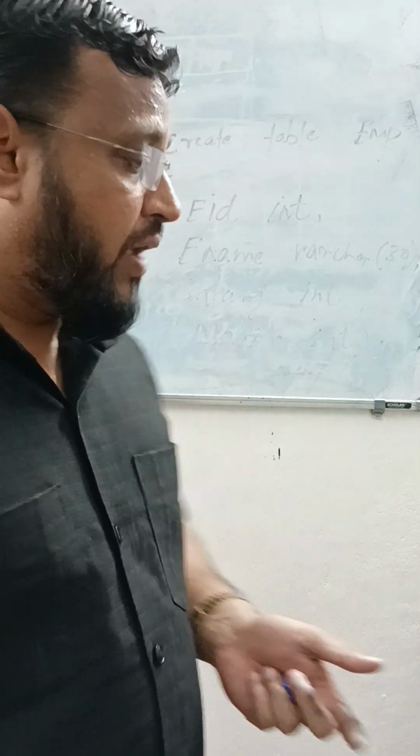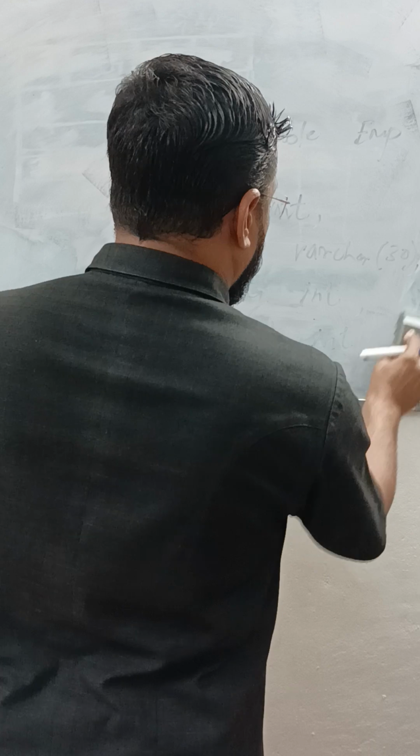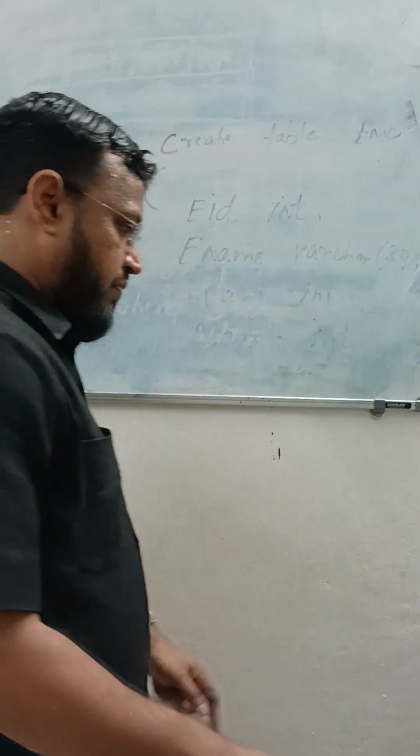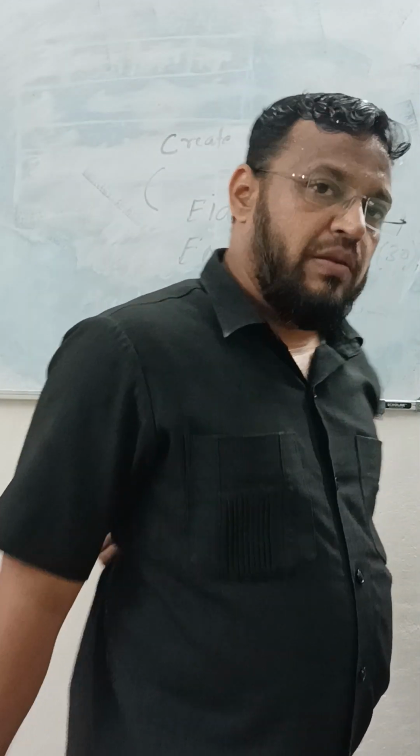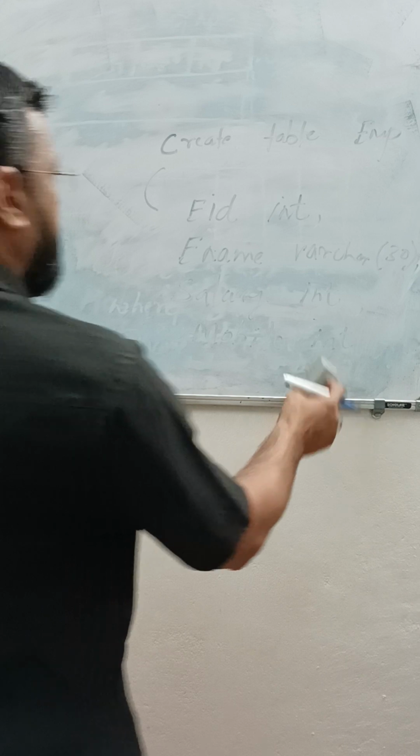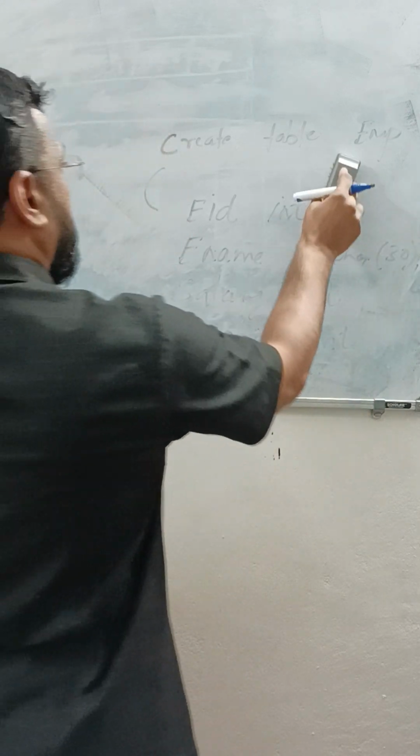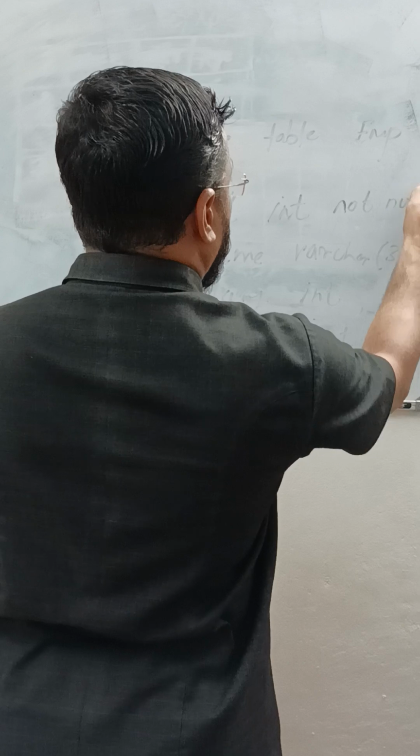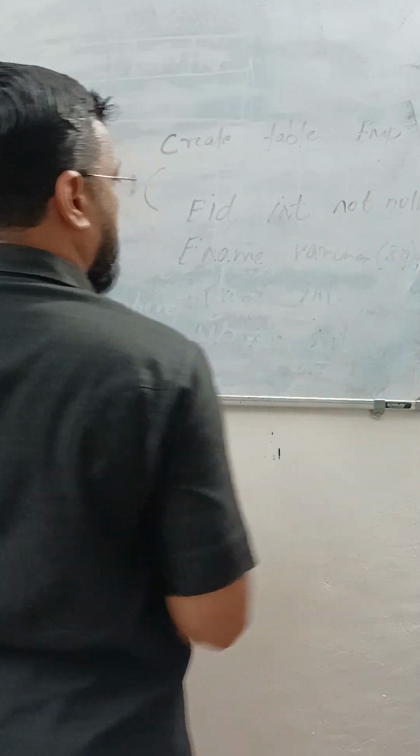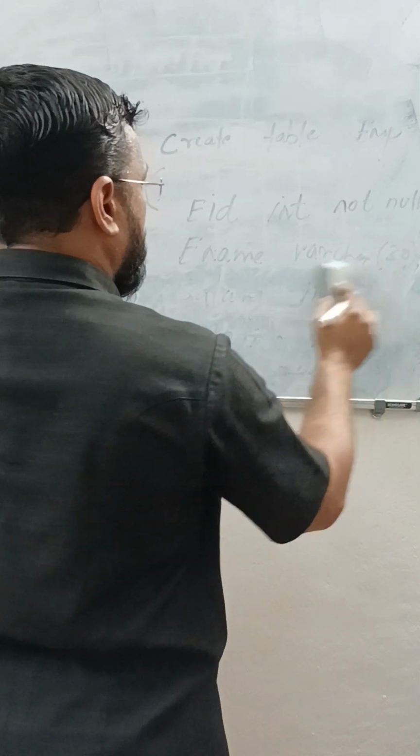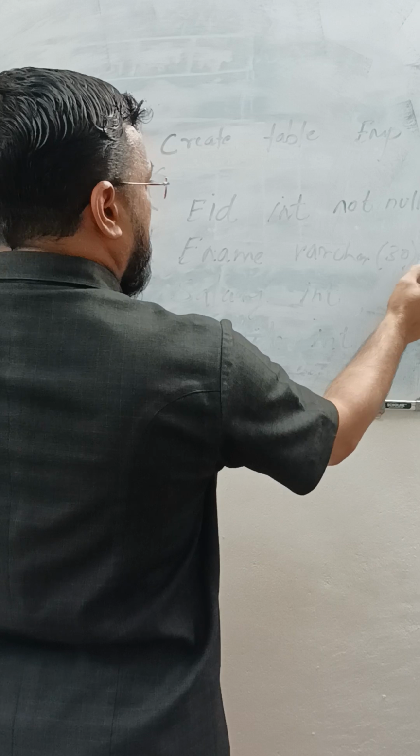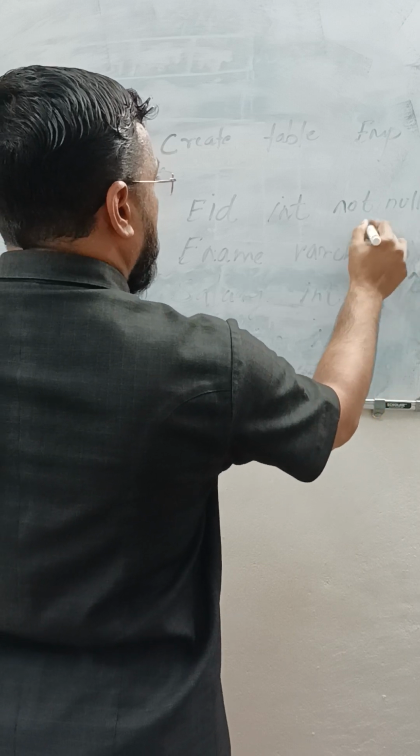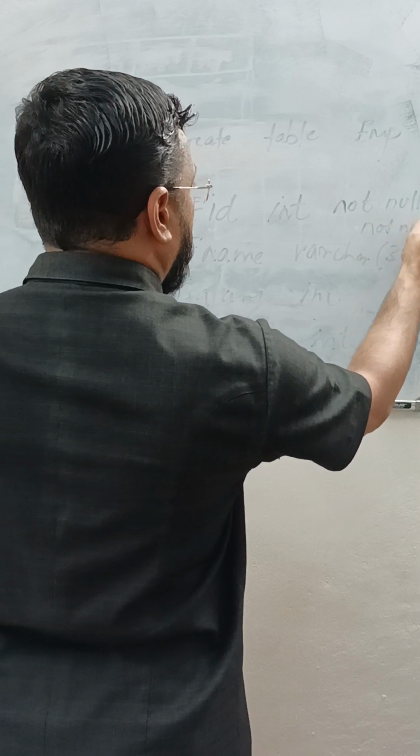For that, it's very simple. We'll make it not null. So employee ID int not null. Then ename, not null.